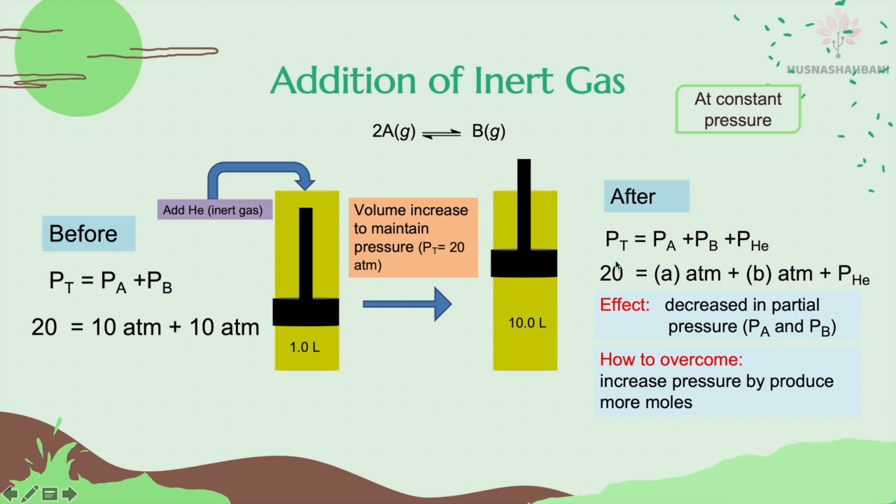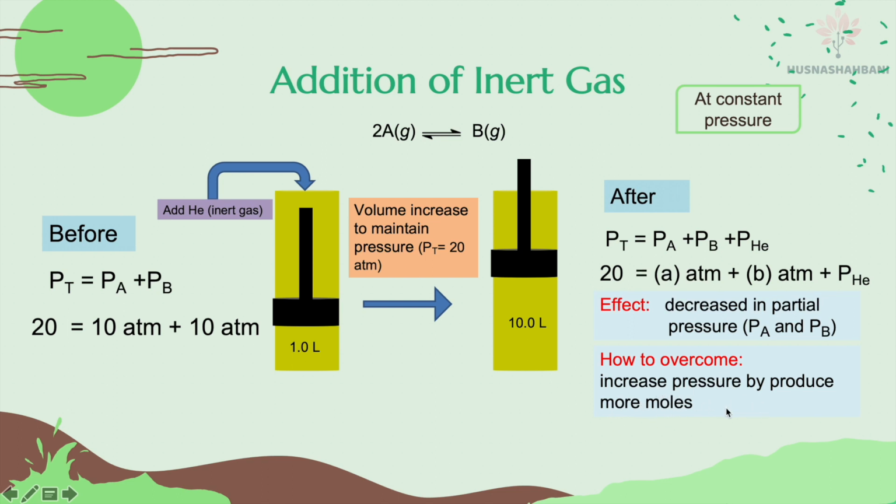And then, when you make the total pressure fixed, the partial pressures will decrease. Initially 10 plus 10 is 20. So A plus B plus He must equal 20. The effect is that the partial pressure of A and of B must be less than 10 because you need to add the helium pressure as well. How to overcome this? Increase the pressure by producing more moles.